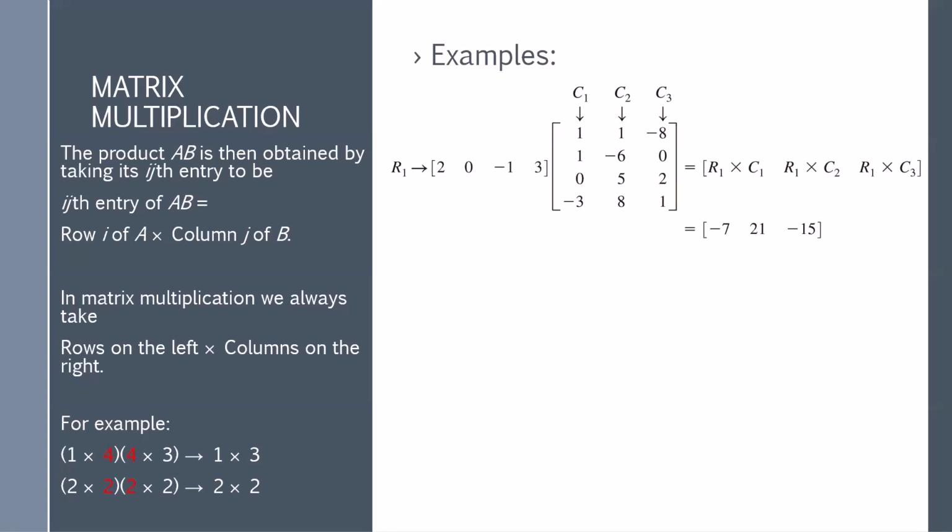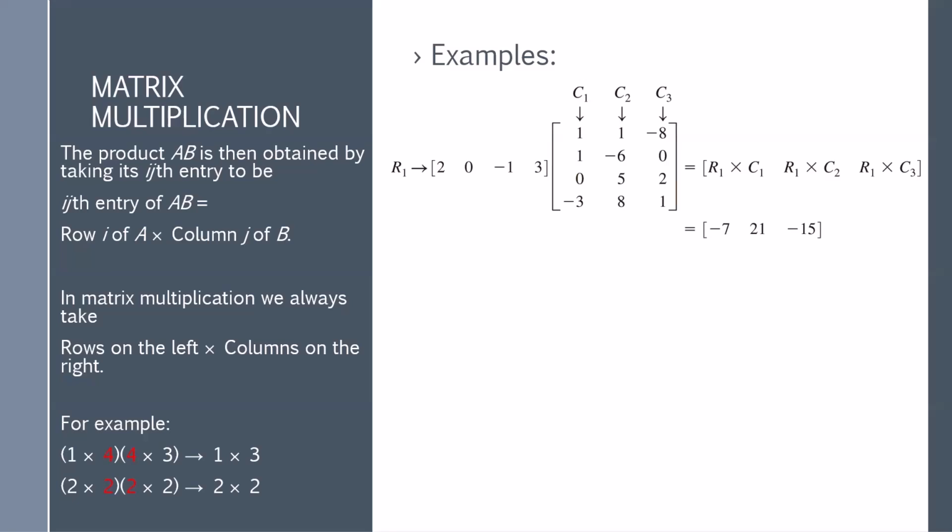The first entry is going to be the row 2, 0, -1, 3 by column 1, 1, 1, 0, -3. Multiply the entries that correspond to each other, so 2 times 1, 0 times 1, 0 times -1, and 3 times -3, and that gives you -7. That's the entry in row 1, column 1 of our final matrix.